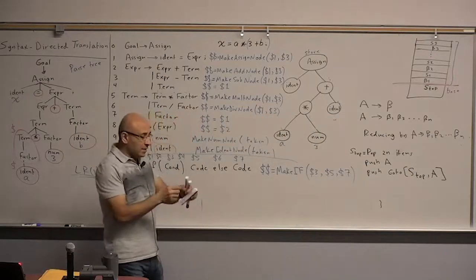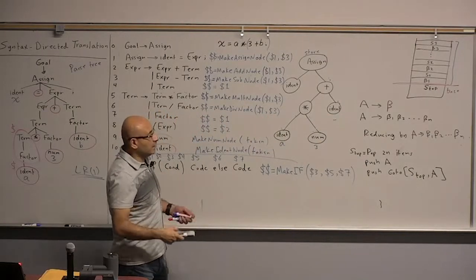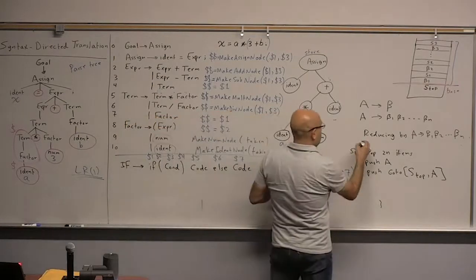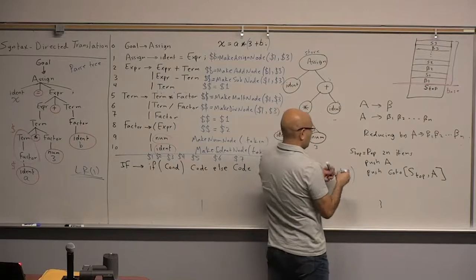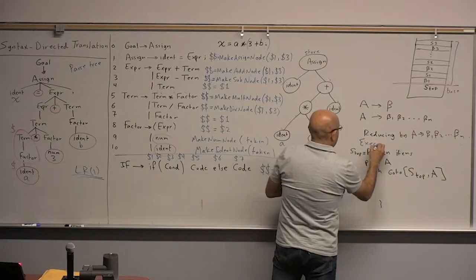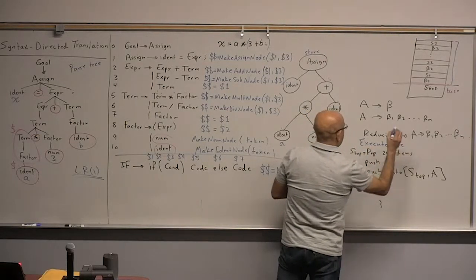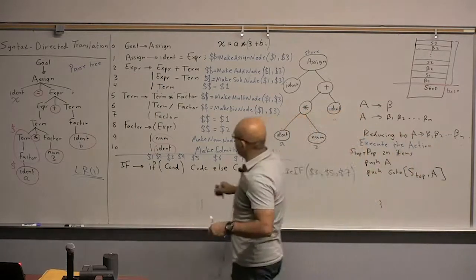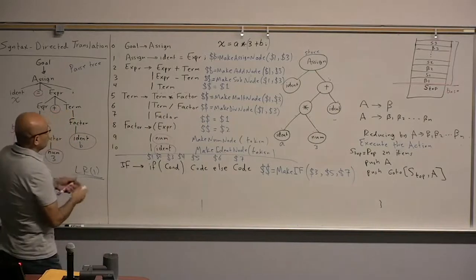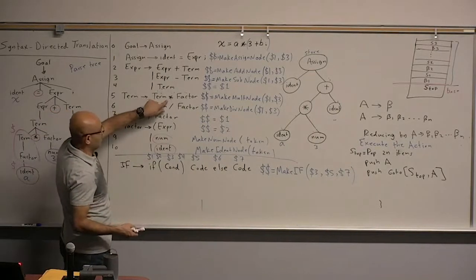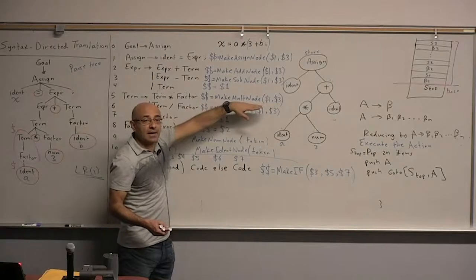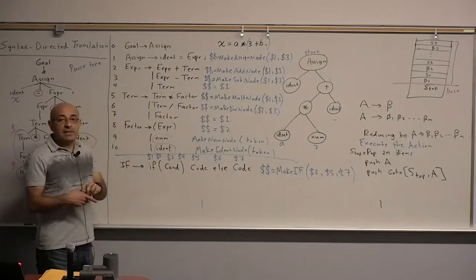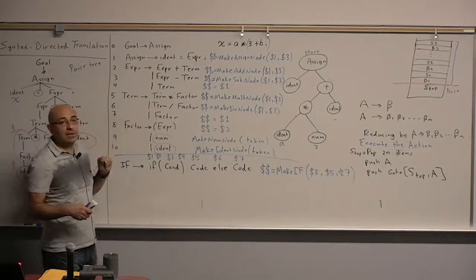And this is the code that will get generated, but you can execute the action at this point. You just execute the action associated with this grammar rule. So when you reduce by this rule in the grammar, you execute this action. Whenever a reduction happens, you execute the action that corresponds to that rule in the grammar.